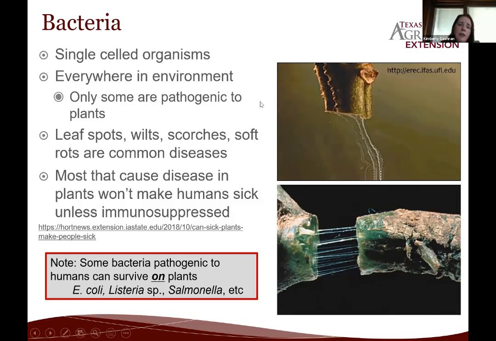As you guys know, they're everywhere in the environment, but only some of them are pathogenic to plants, just like only some bacteria are pathogenic to people. There are a lot out there that don't bother us, and there are a lot that don't bother plants. These include things like leaf spots, wilts, scorches, soft rots. Those are all really common. And most that cause disease in plants will not make people sick. However, it can if you are immune compromised, and you can find more at that link right there.